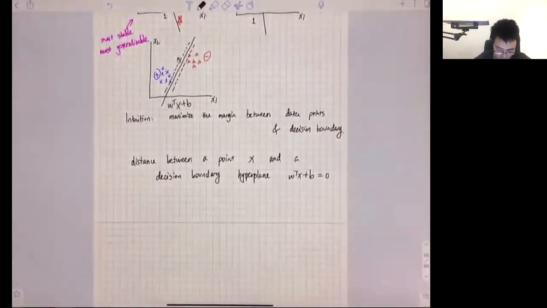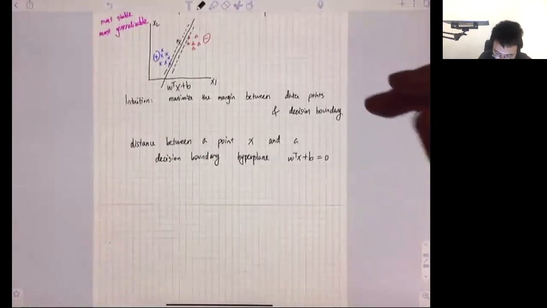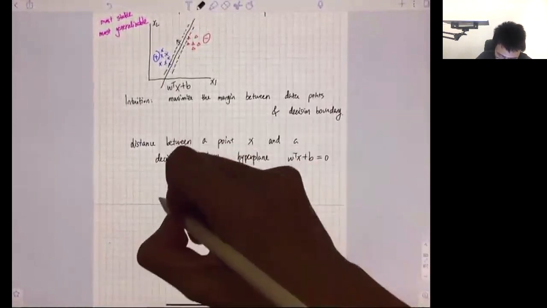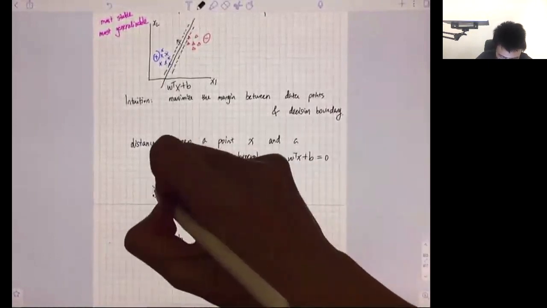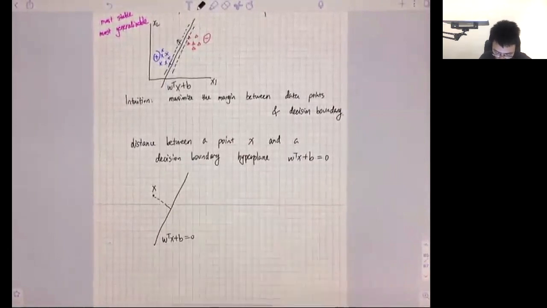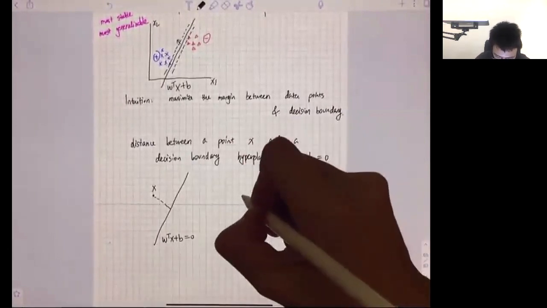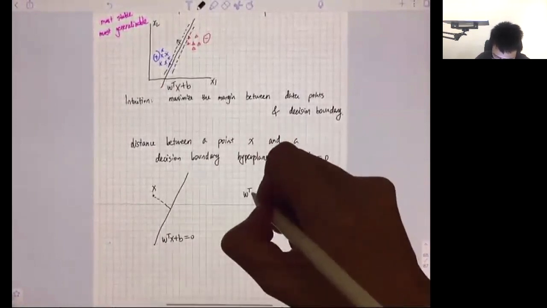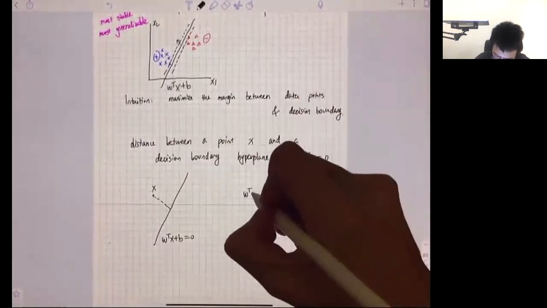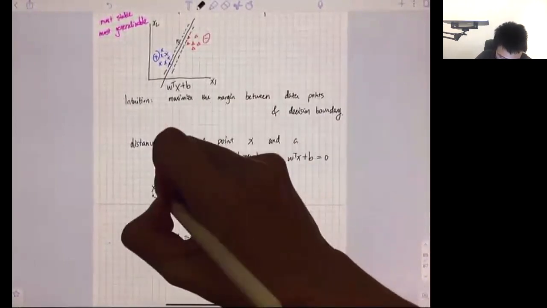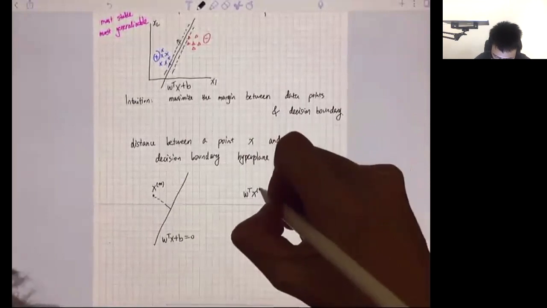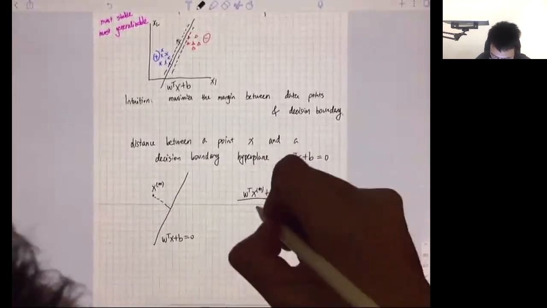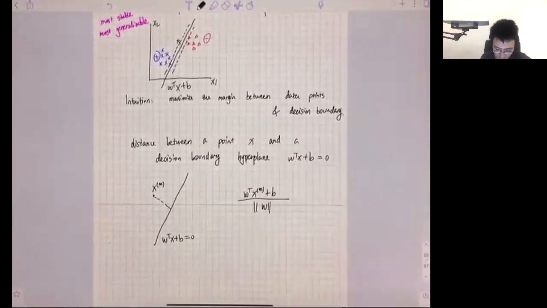What is the distance? The distance is actually, suppose this is X. You put your data sample, suppose this is a particular data sample, XM. So you just put your data sample into your decision boundary's formula, okay, and you divide it by the norm of your weights.